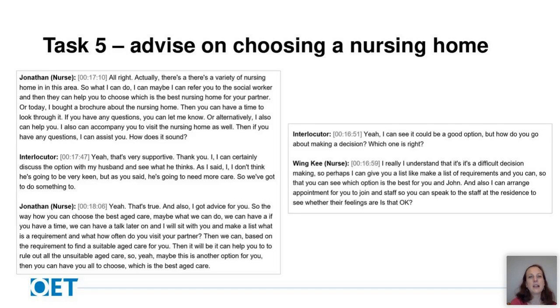So the nurse on the left suggests a brochure and a visit, as well as also making a list of requirements to find something suitable. But the nurse on the right, even though it's a much more limited response, does mention making a list of requirements and visiting a home to speak to the staff. So they do cover the task adequately in the amount of time they spend talking about it. And perhaps it's a clearer explanation because it is shorter at the end of the day.